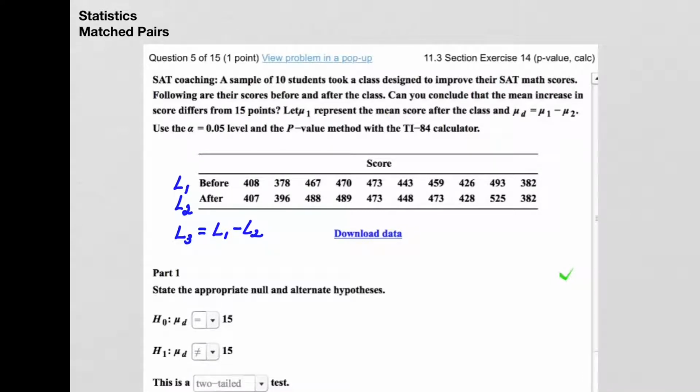Okay, so first we state the appropriate null and alternate hypotheses. So right here, we can see that the null hypothesis is that mu sub d is equal to 15, because the null hypothesis is always an equal to statement. And the alternate hypothesis is not equals, because it just says, does it differ from 15 points? Not, is it greater than 15 points or is it less than 15 points?